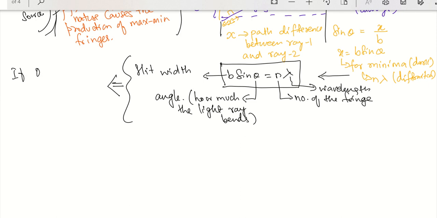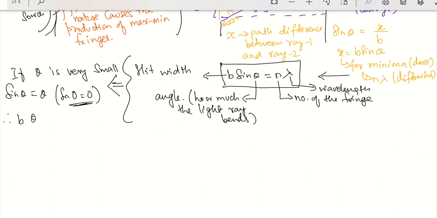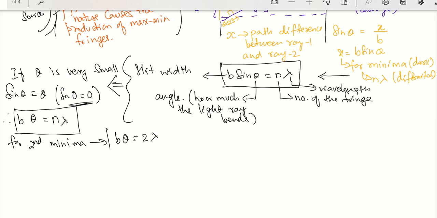If theta is very small, then what happens? If theta is very small, then sine theta is equal to theta. This is because it's almost like sine 0 is equal to 0. That is taken like that. So sine theta is theta. Therefore, in that case, we write b theta is equal to n lambda. So sometimes you might have to use this also. So for the second minima, we write b theta is equal to 2 lambda. That is how we write.